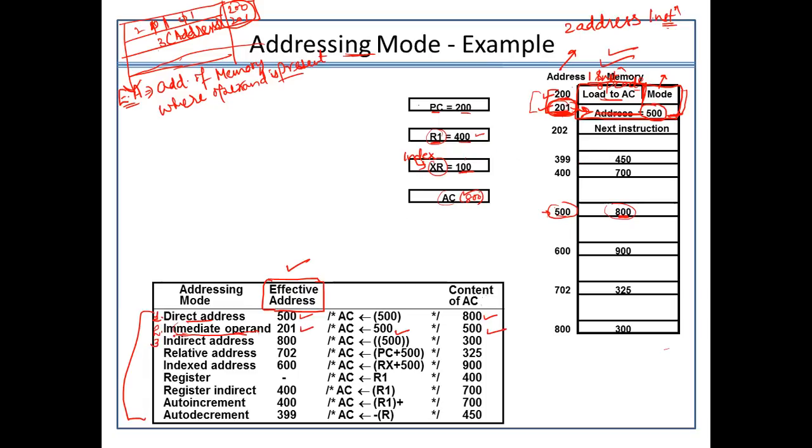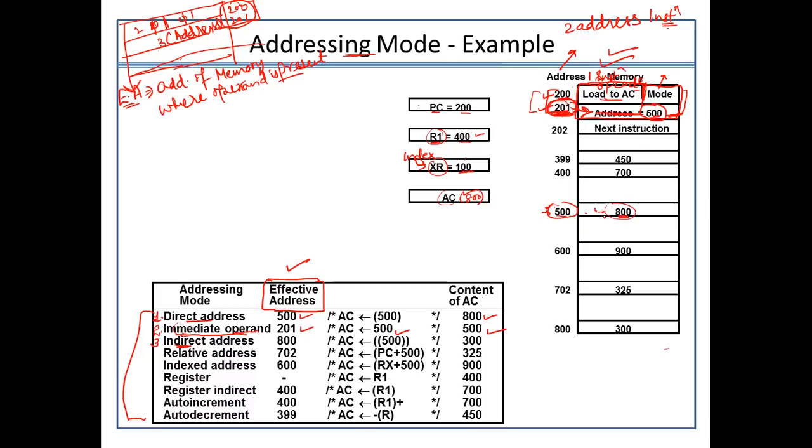Similarly, the third is the indirect addressing mode. So indirect, we know, the address in the instruction will be giving me the effective address. So here, address of address. So the address is this 500.